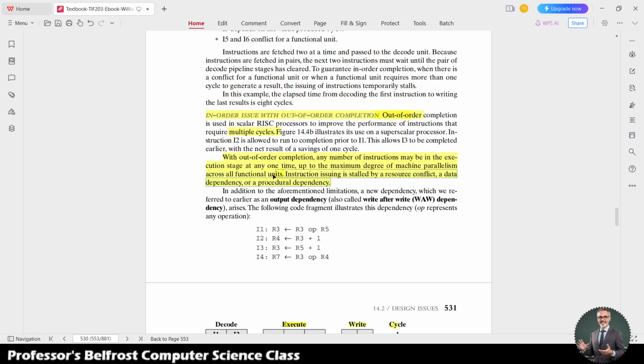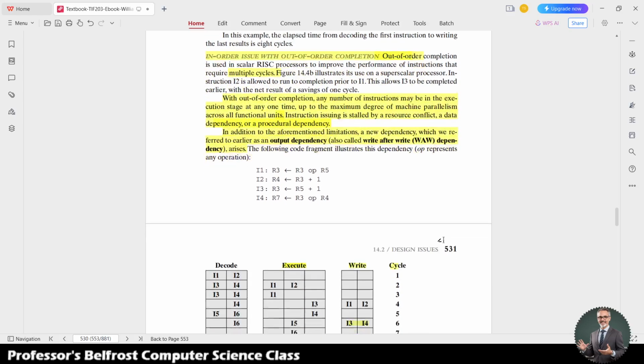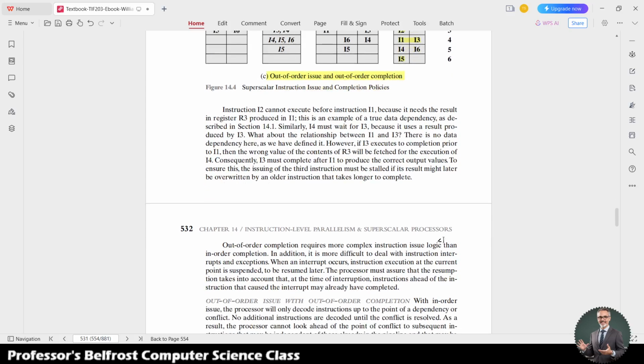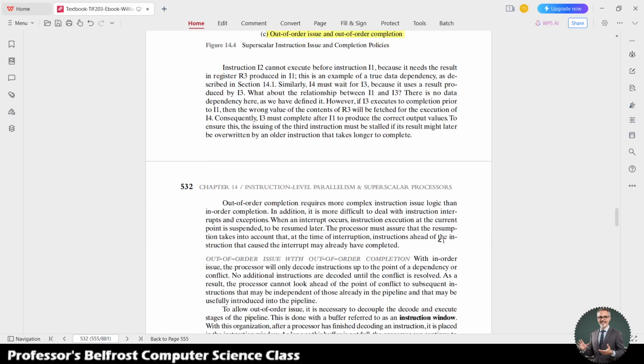And in addition to the limitations mentioned before, a new dependency, which was referred to earlier as an output dependency or WAW dependency, will arise too. So here's the problem. This also requires more complex instruction issue logic than in order completion. In addition, it's also more difficult to deal with instruction interrupts and exceptions.